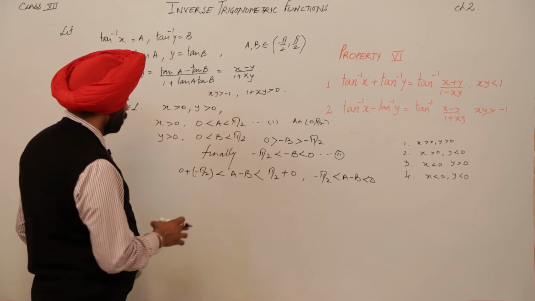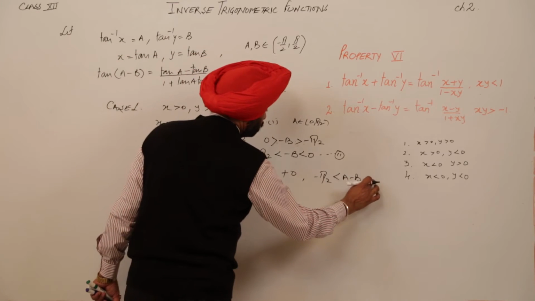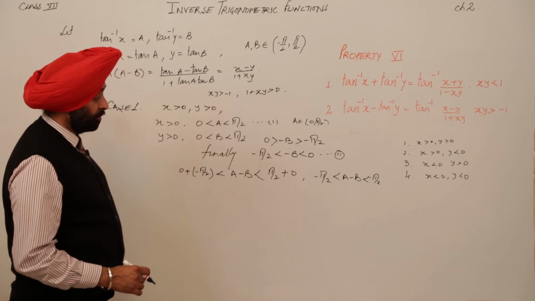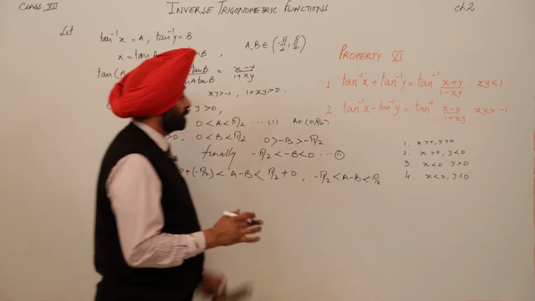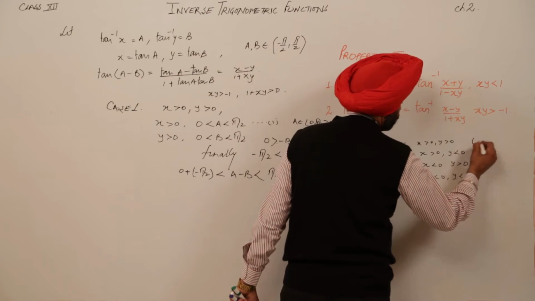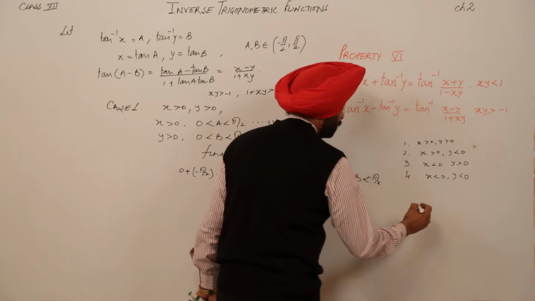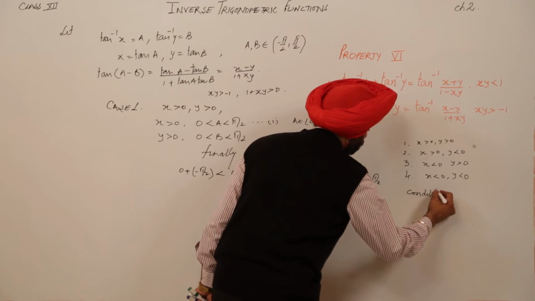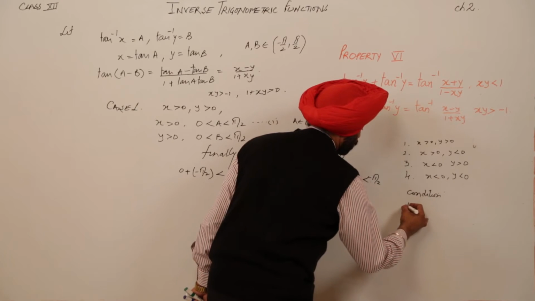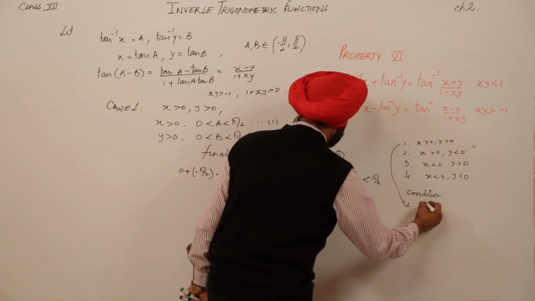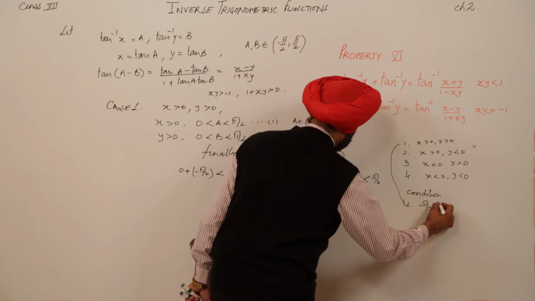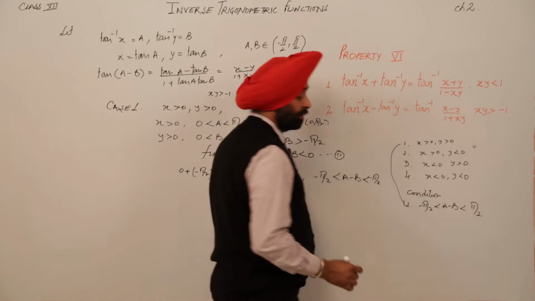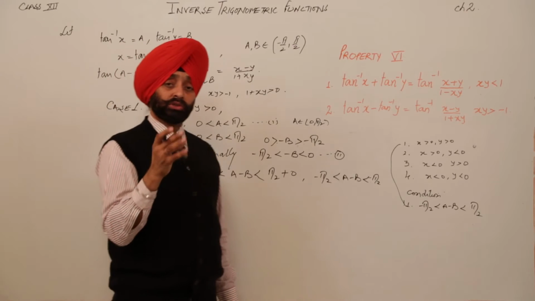You can just check it: minus pi by 2 is less than a minus b is less than pi by 2. Now let me write the condition here, for this part. What was the condition for number 1? It is minus pi by 2 is less than a minus b is less than pi by 2. Why have I written it like this? Just to compare the things.